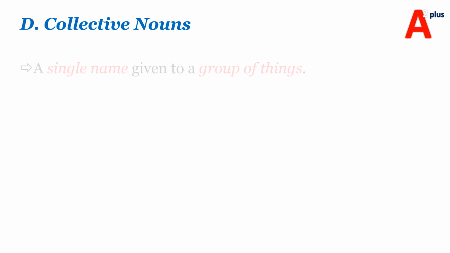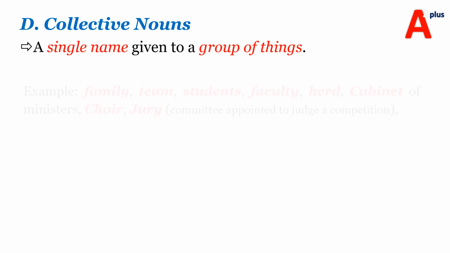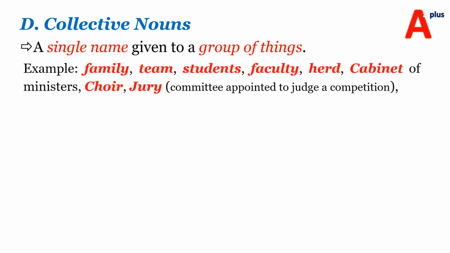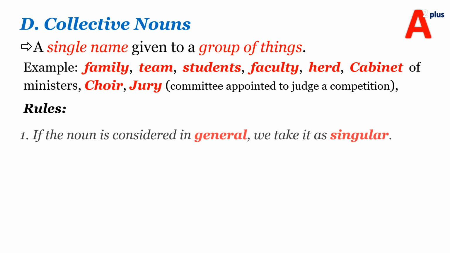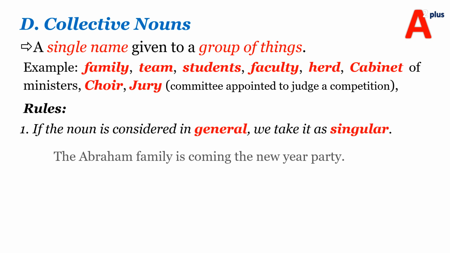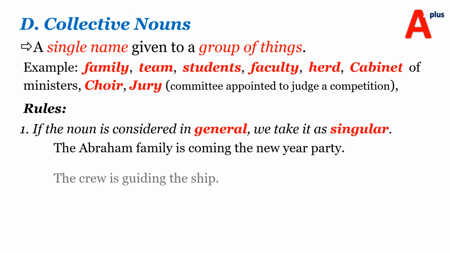The fourth one is collective noun. A collective noun is a single name given to a group of people. Example: family.